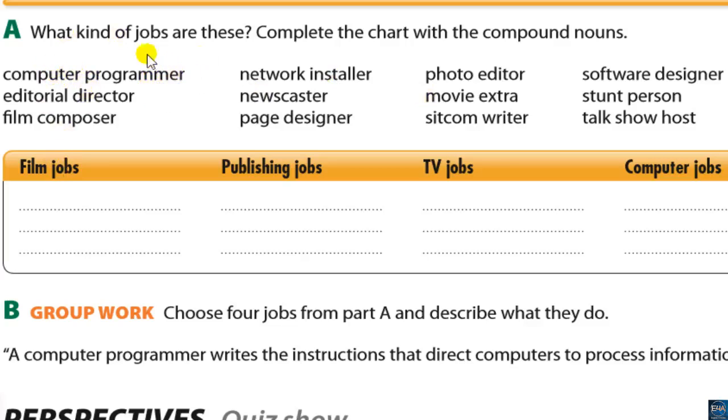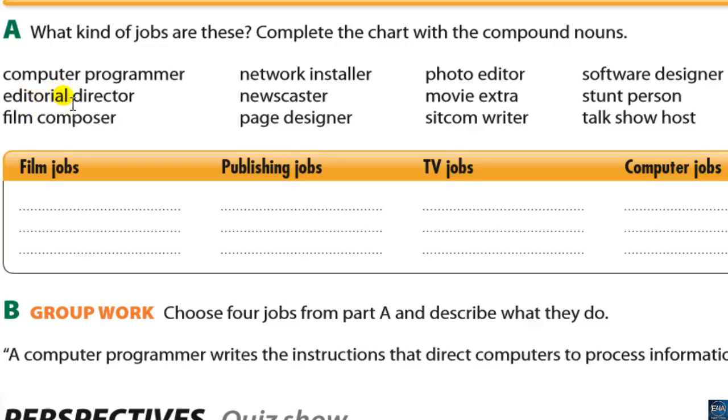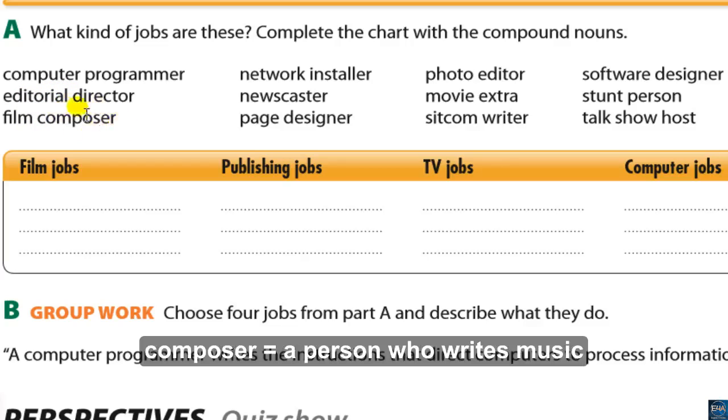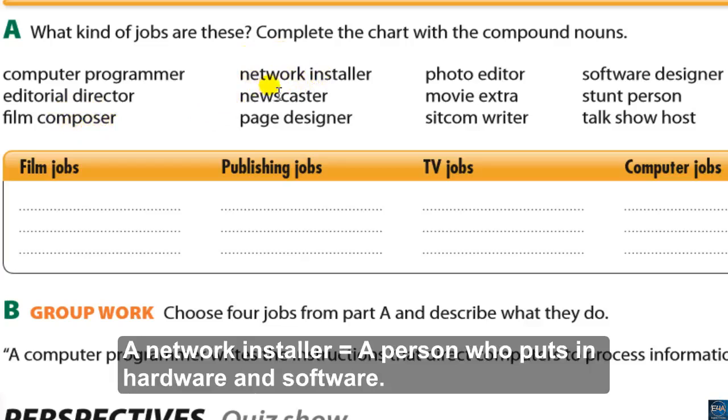Computer programmer. A programmer is someone who makes programs. Editorial director. This is the director of editorial. What's an editorial? Editorial is an article which is written in newspaper by the director. Film composer. Composer. Network installer. A network, a group of computers.